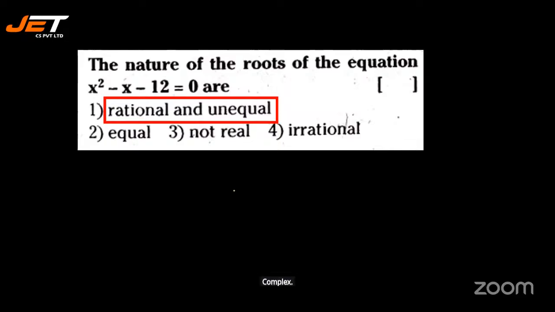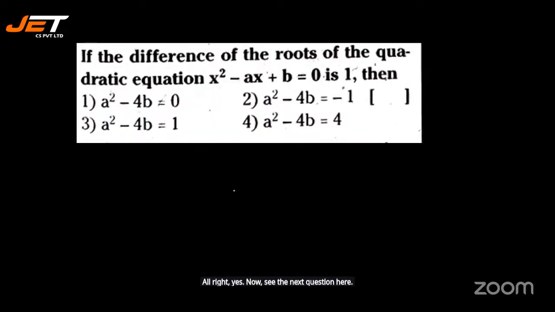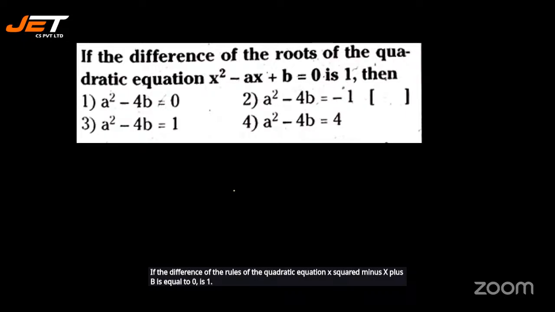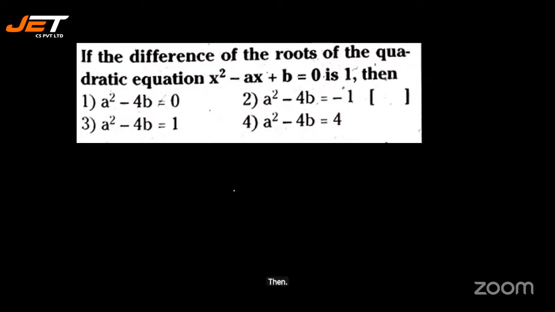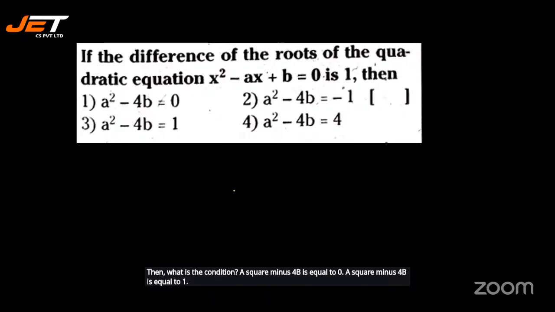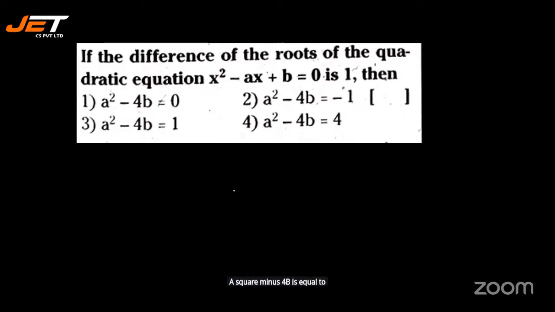All right. Now see the next question here. If the difference of the roots of the quadratic equation x square minus ax plus b is equal to 0 is 1, then what is the condition? A square minus 4b is equal to 0, a square minus 4b is equal to 1, a square minus 4b is equal to minus 1, a square minus 4b is equal to 4.